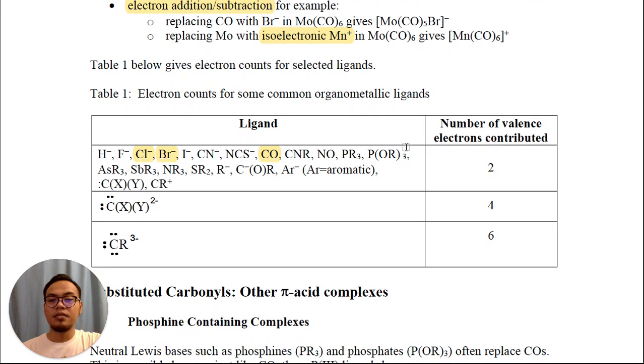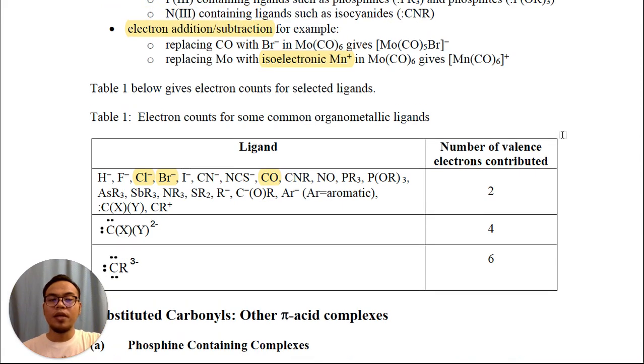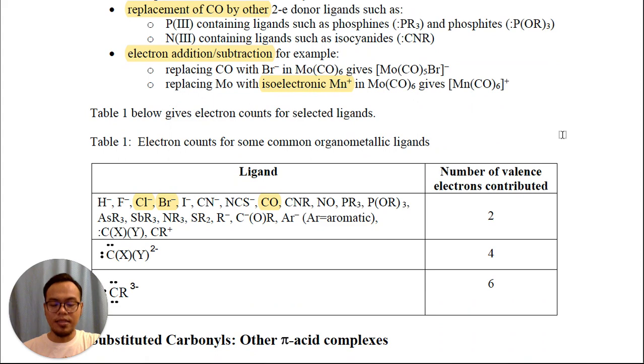Now this table below gives you the idea of how many valence electrons can be contributed by your ligand. Okay, so you don't have to memorize this. When you are doing more exercises, this thing will be stuck in your mind. Okay, so what did we learn today? So we learned that there is an exception to the general rule of the 18 electron rule or EAN rule.